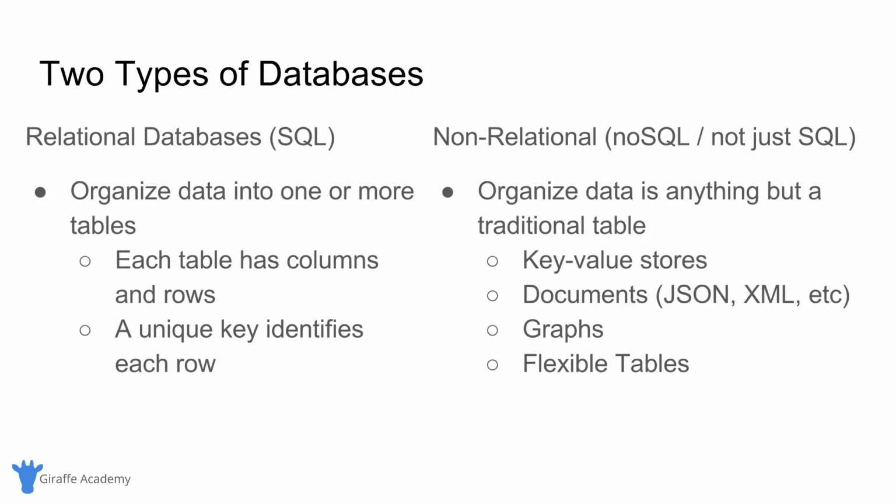And non-relational databases, it's very general. It's just because any database that's not relational is getting put into this category. So non-relational databases organize data in anything but a traditional table. So you'll have things like key value stores, documents, which would be kind of like JavaScript object notation or like XML. They'll store data in graphs or even flexible tables. So really, non-relational databases is a very general category. It's just anything that's not relational.